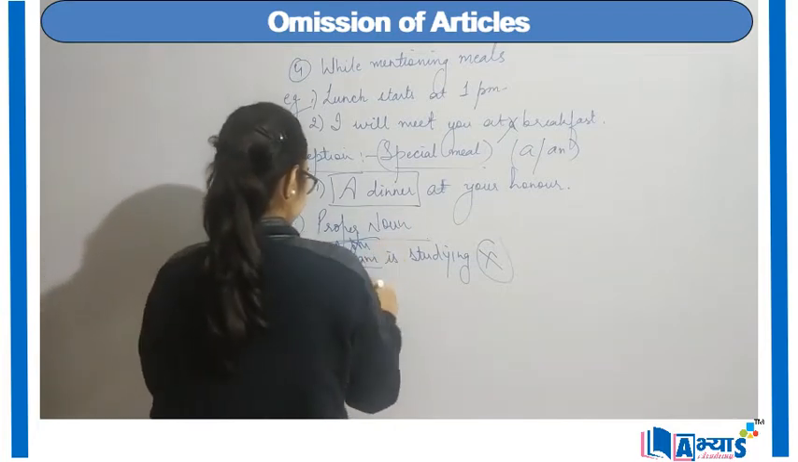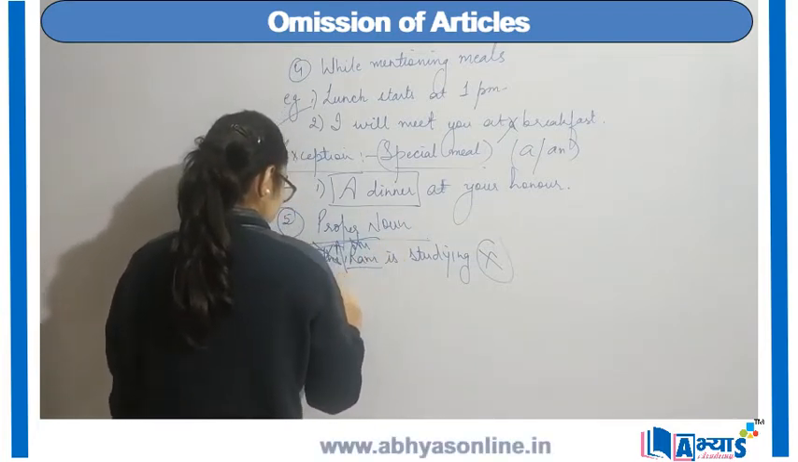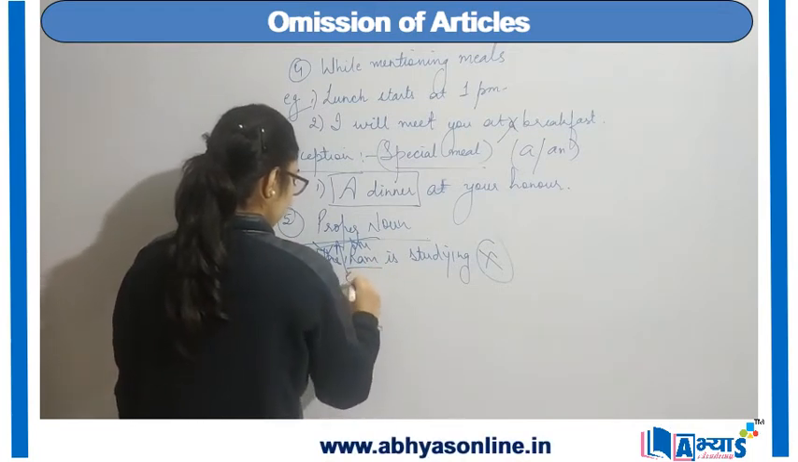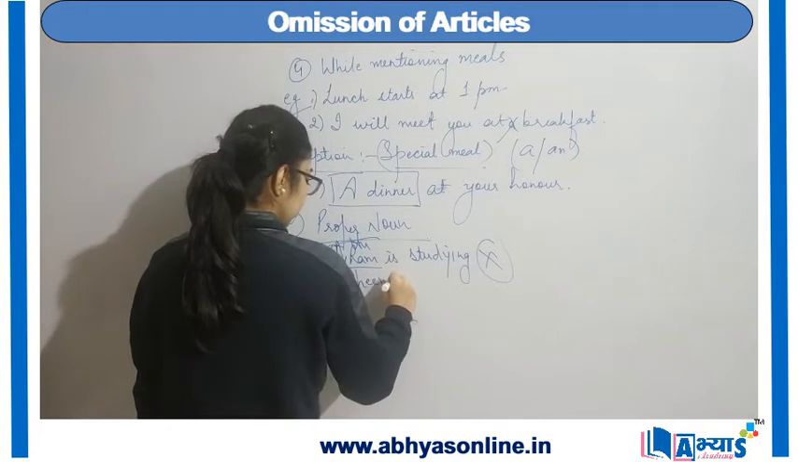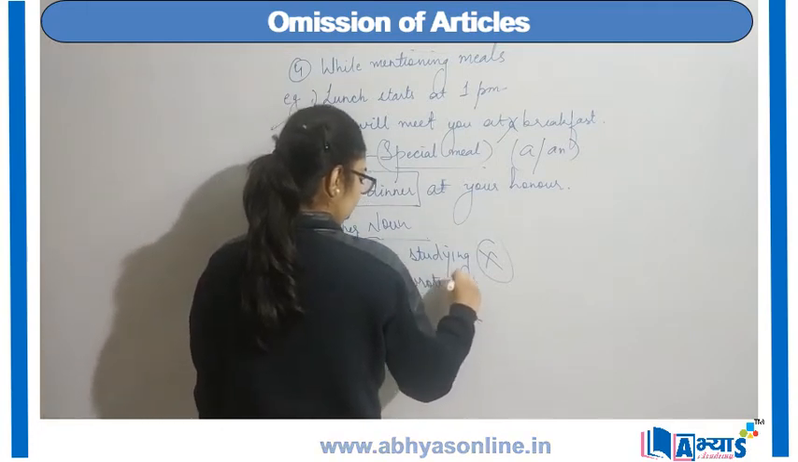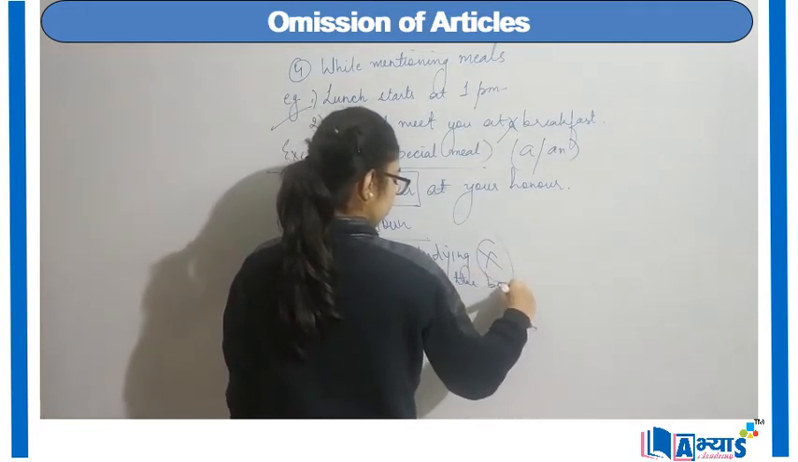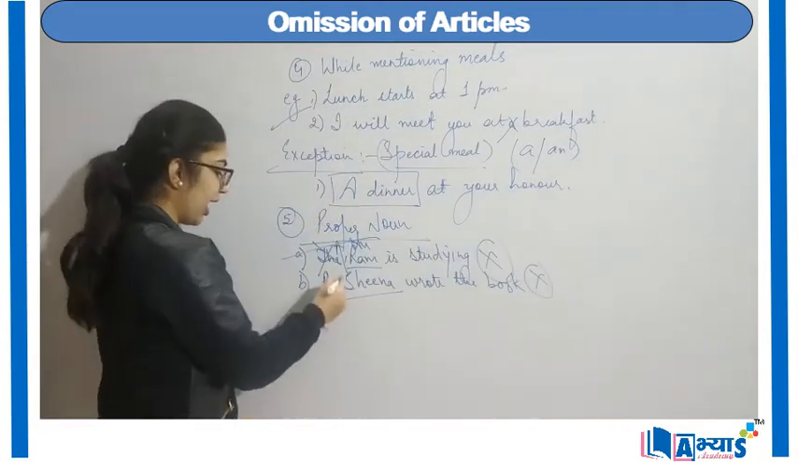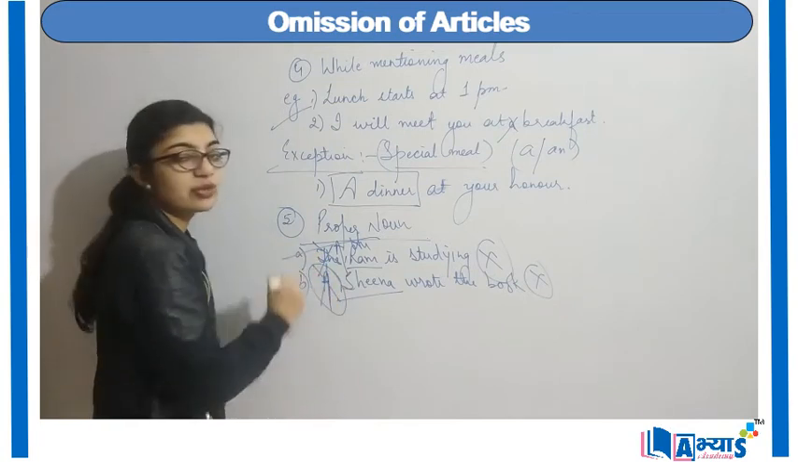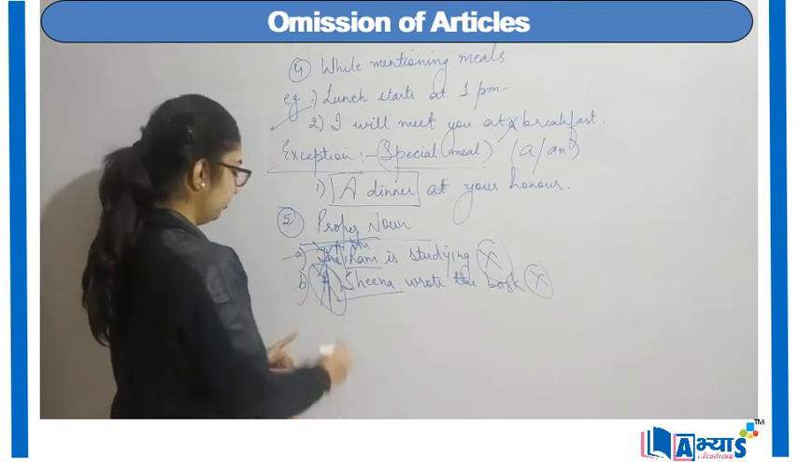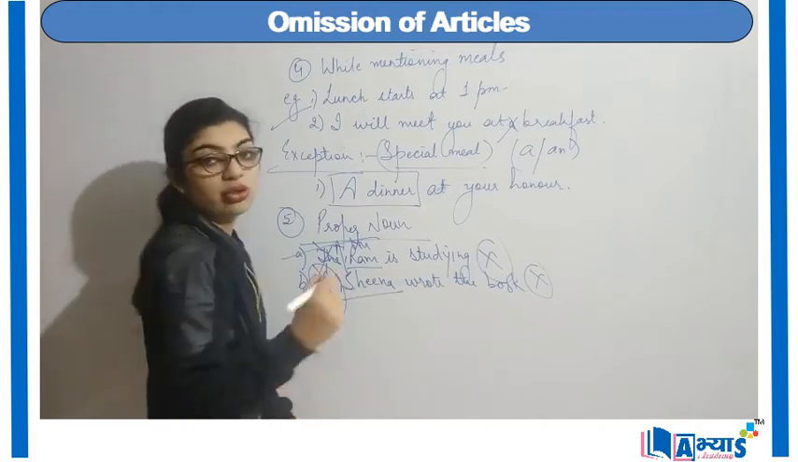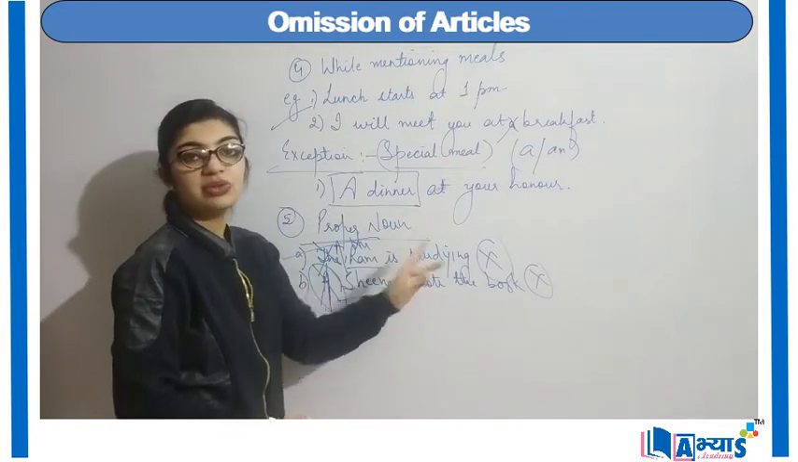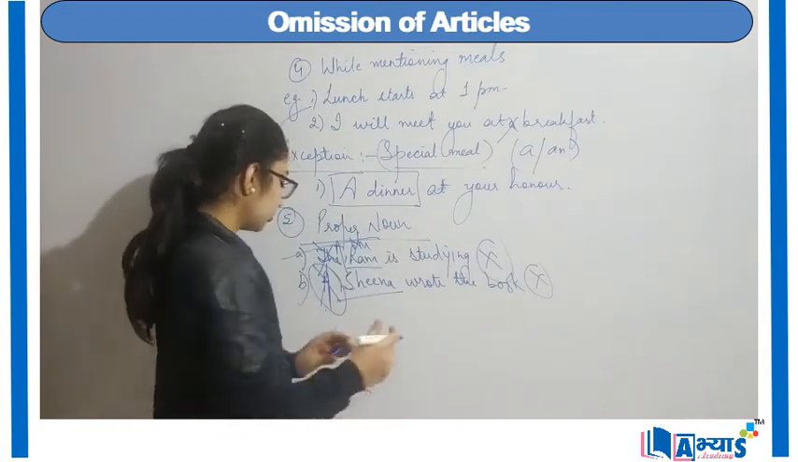Another example can be "a Sheena wrote the book." Again, this is wrong because Sheena is a proper noun and before a proper noun I do not use articles. "A Sheena wrote the book," wrong. I will only say "Sheena wrote the book." So, before proper nouns we do not use articles.